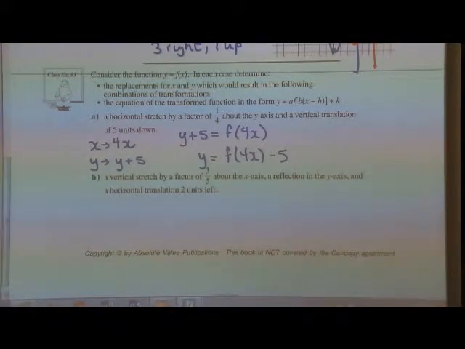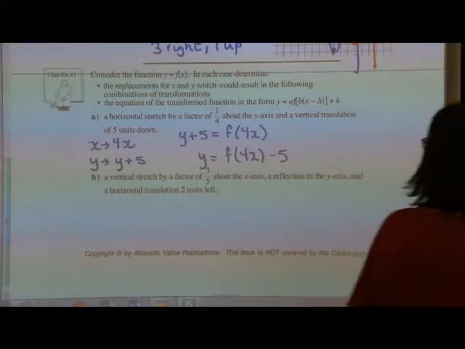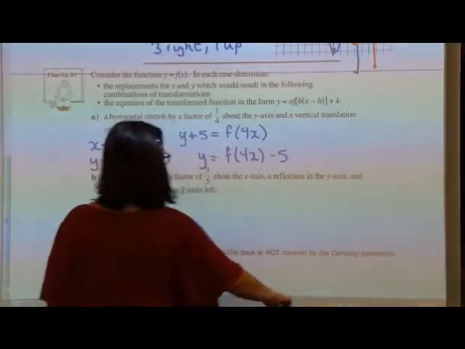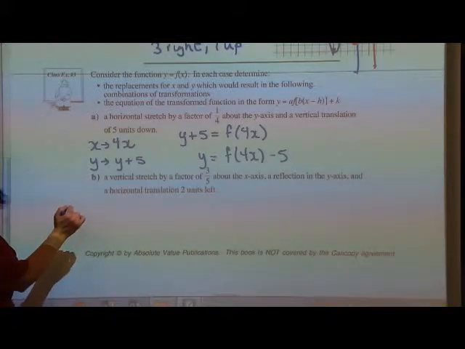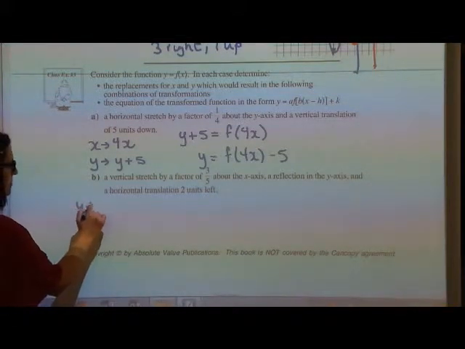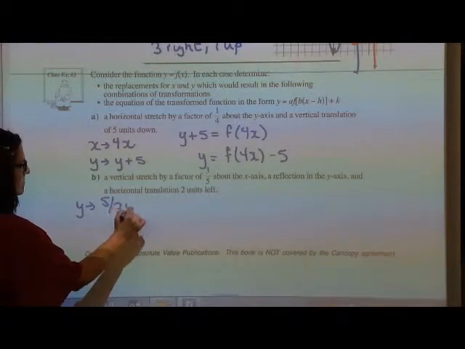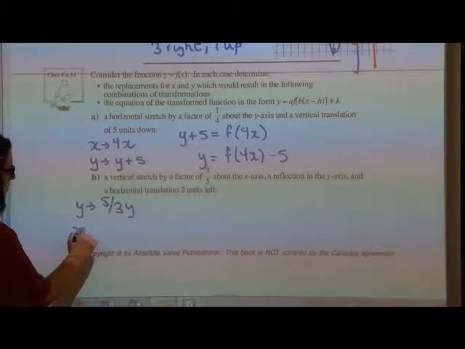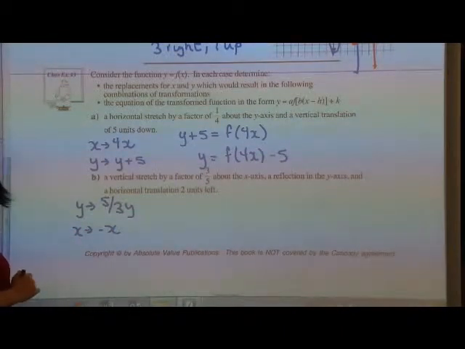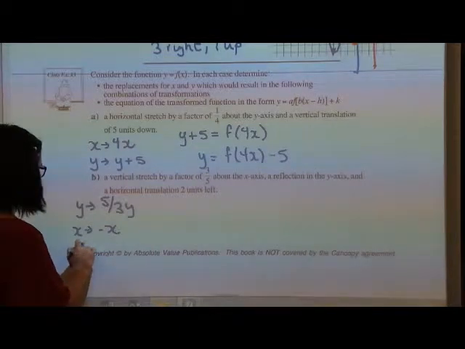So we have a vertical stretch by a factor of 3/5 about the x-axis, a reflection in the y-axis, and a horizontal translation of 2 units left. What are my various replacements? Y with a 5/3 y. Okay, x with a negative x. X with a negative x. X with an x plus 2.